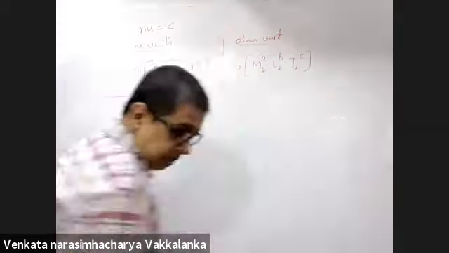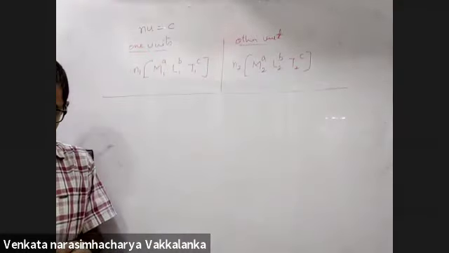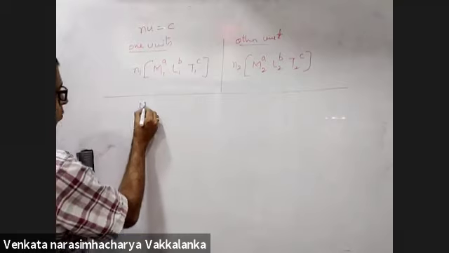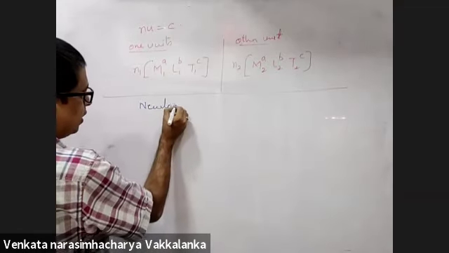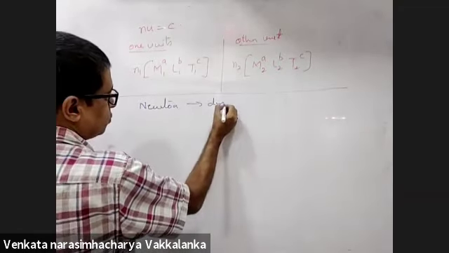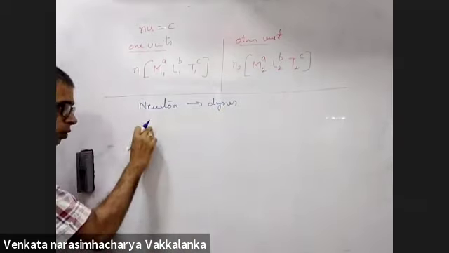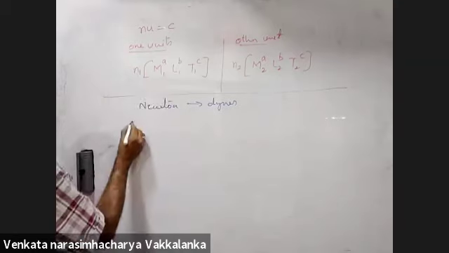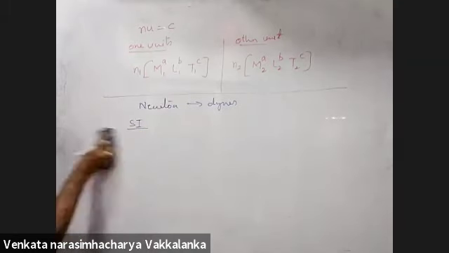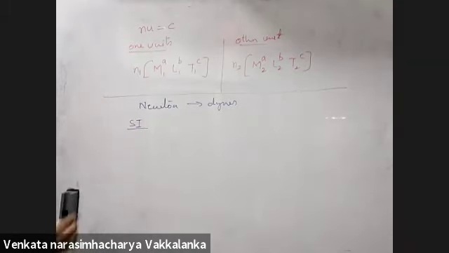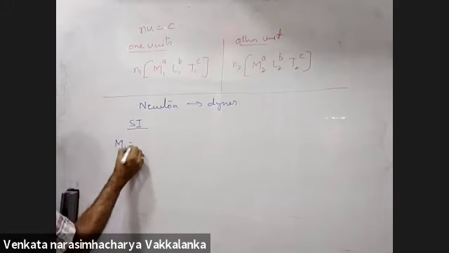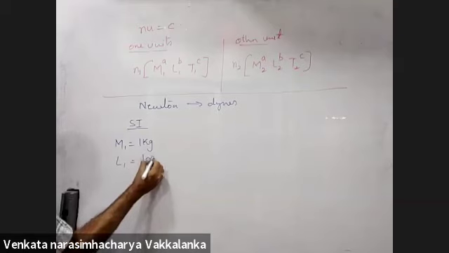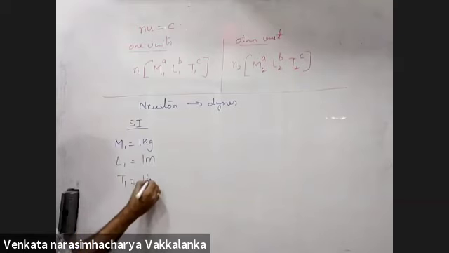Take an example and explain this to me. You will have to write every step there. I want to convert Newton into dynes. 1 Newton is how many dynes? Right? So first of all, I'll write SI units here. This side I'll write SI units. M1 is 1 kg. L1 is 1 meter. T1 is 1 second.